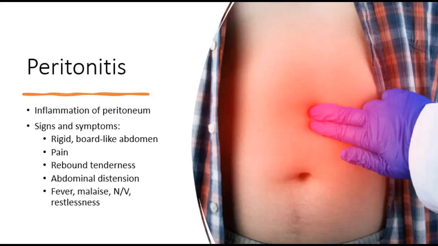Progressive abdominal distension from the fluid shifting into the peritoneal cavity. Nausea and vomiting, fever, malaise, tachycardia, tachypnea, restlessness or confusion, and oliguria.